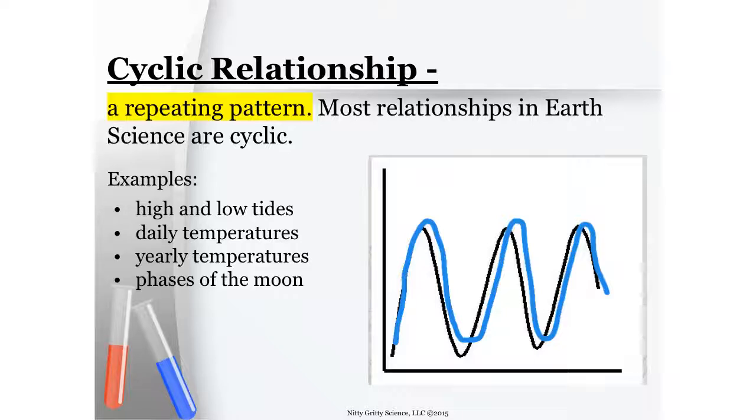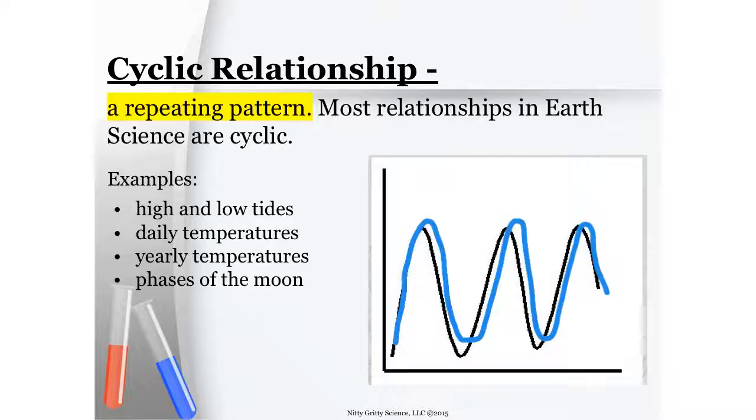And some examples of these cyclic relationships that we'll see in earth science: the low and high tides. Here in New York City, we experience tides. The water gets higher, the water gets a little bit lower. You might not realize that if you don't pay attention and you don't spend a lot of time near the water, near the river, or near the ocean.